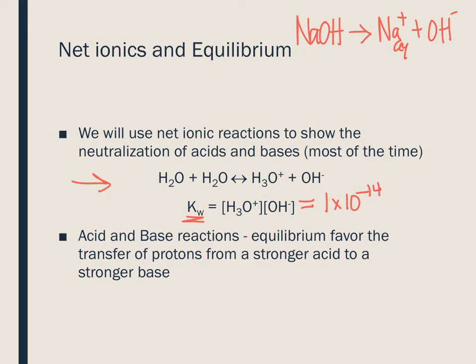In an acid and base reaction, equilibrium is going to favor the transfer of a proton from a stronger acid to a stronger base. If you're given the choice between a weak acid and a strong acid, the stronger acid is going to be the one that gives up its H plus ions.